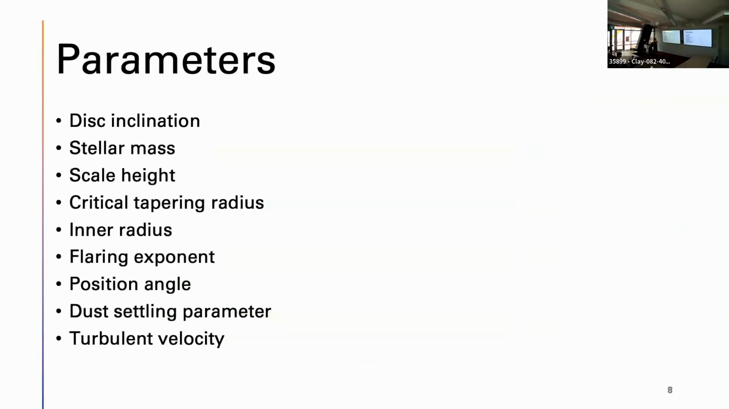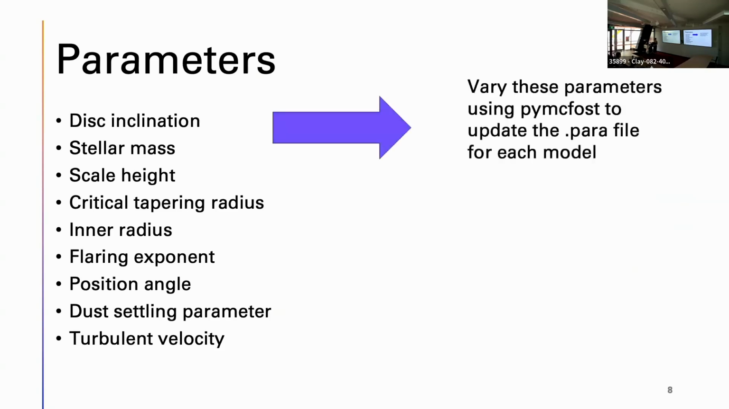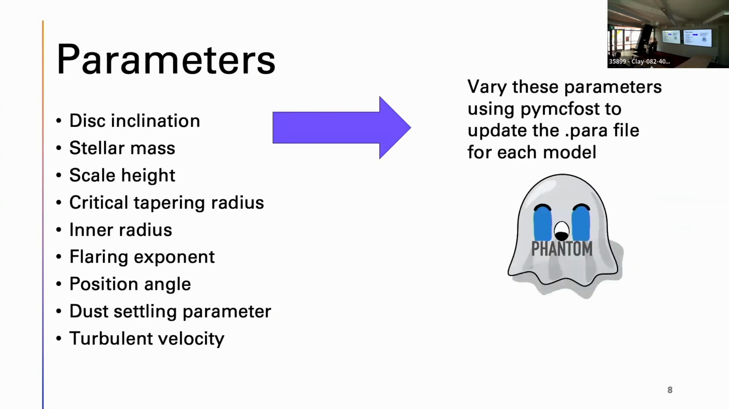What I've been doing the past year has been to vary the following disk parameters in our models. There's a lot of overlap with the Flaherty paper: disk inclination, the stellar mass. We've also got the scale height, the flaring exponent of the disk, things like position angle, and the dust settling parameter, as well as the turbulent velocity. We vary these parameters in MCFOST models, using PyMCFOST to update the parafile for each model so you don't have to do it manually. Unfortunately, Phantom takes too long in the models, so we've had to kill it a little bit.